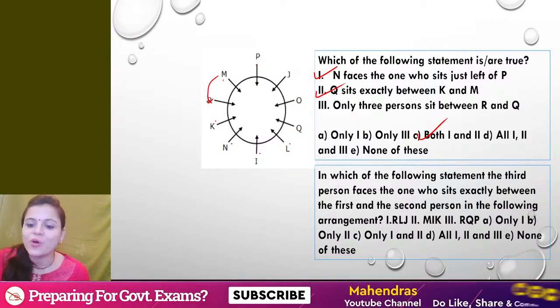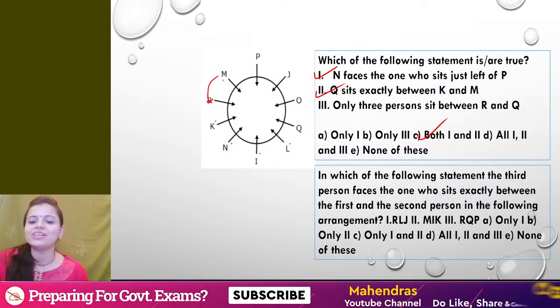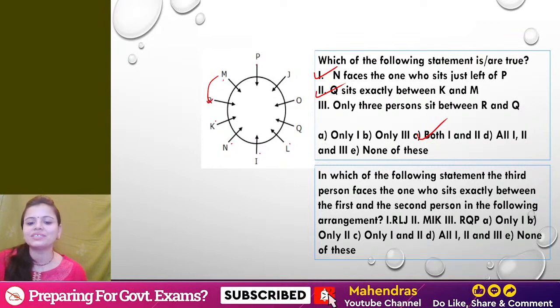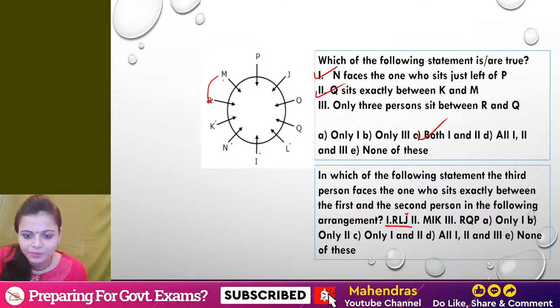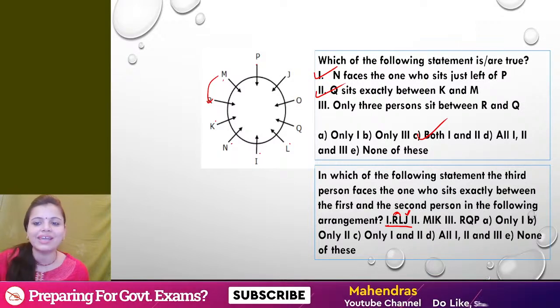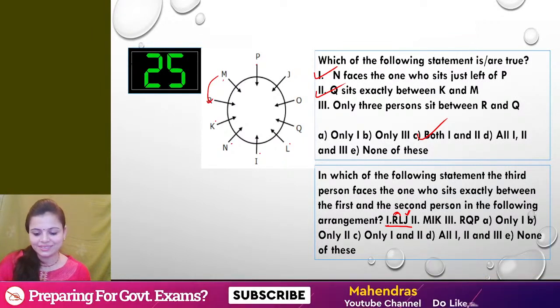In which of the following statements does the third person face the one who sits exactly between the first and the second person in the following arrangement? That means from the option, the third person, that means J, is facing the person who is exactly between R and L. Just check from the diagram and give your answer. I'm giving you 30 seconds.